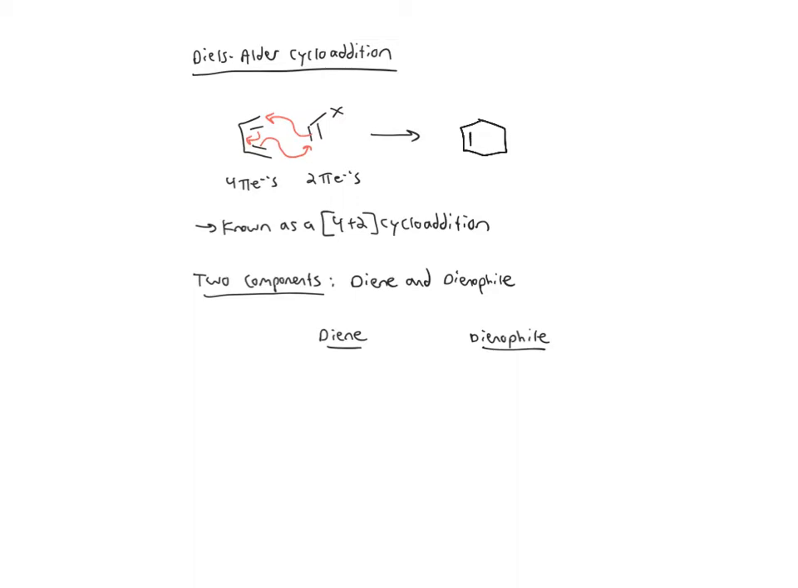Otherwise, it's too slow. We're going to get that same type of product, just this time we have our X group, and in this case we have made 1 new pi bond and 2 new sigma bonds, and we've made that ring. That's the cycloaddition: we added these two compounds together in that ring. So the two components, very importantly, are the diene and the dienophile for the Diels-Alder cycloaddition. The diene is going to be that 4 pi electron component. In this case, the diene is this compound here. It will have 4 pi electrons that it uses in the reaction, and the dienophile is going to be that 2 pi electron component.